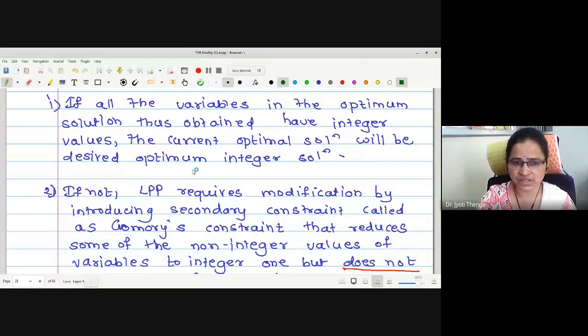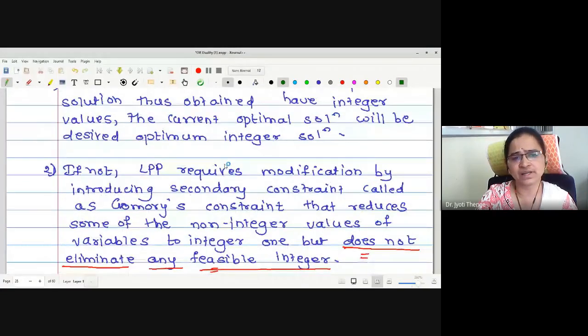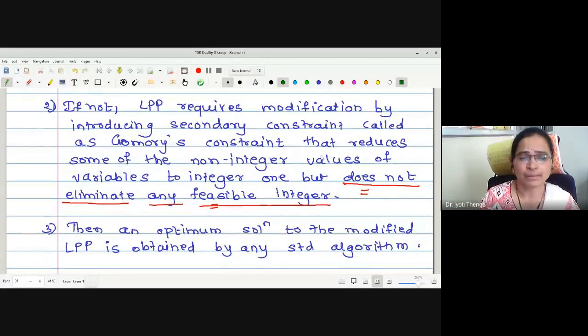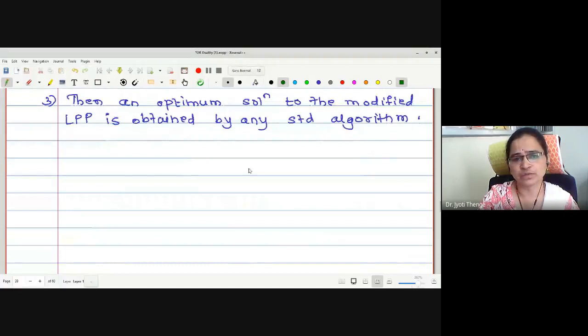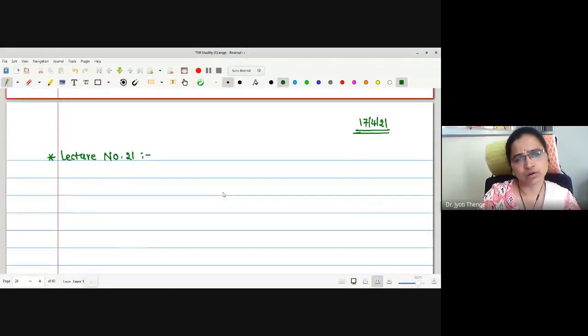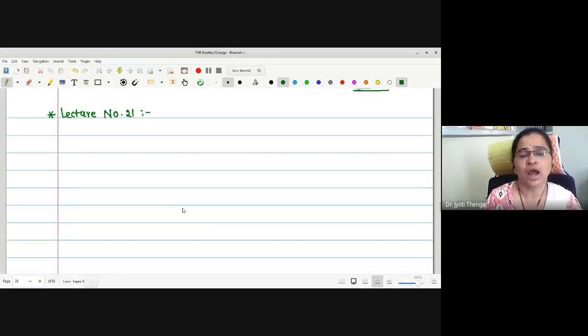A very simple step. First, we try to solve the problem with the usual simplex method. If the solution obtained is integer, there is no need for modification. But if it is not integer valued, this LPP requires a modification by introducing a secondary constraint called Gomory's constraint. Then we solve this modified LPP with whichever algorithm is applicable. Now, in today's lecture, we are going to understand how Gomory's constraint is constructed.